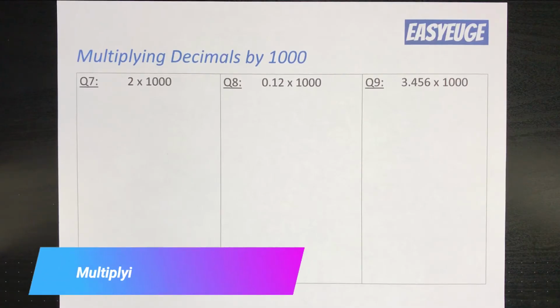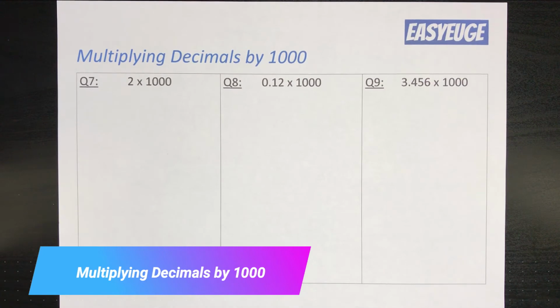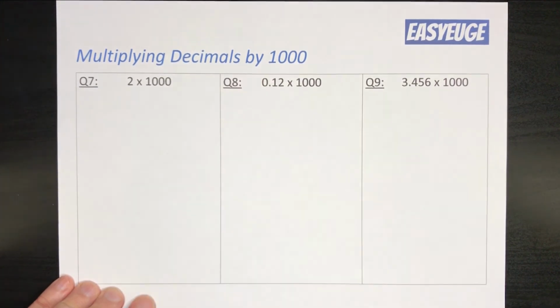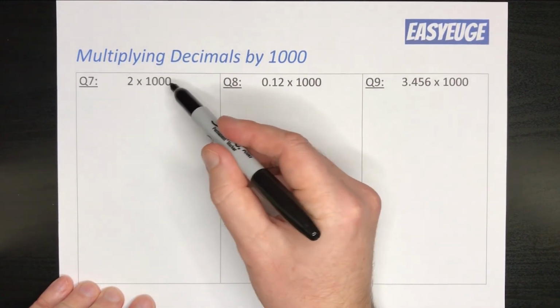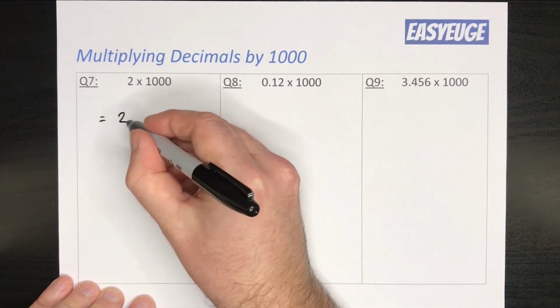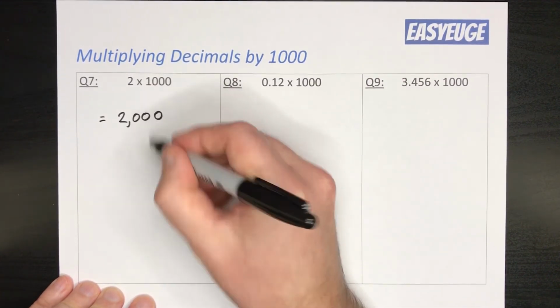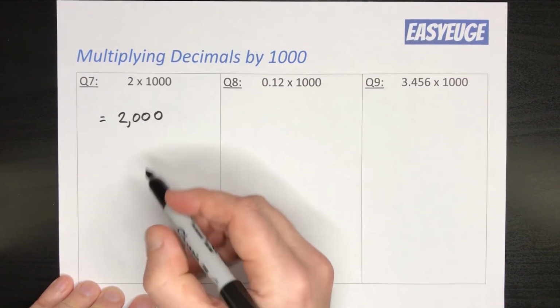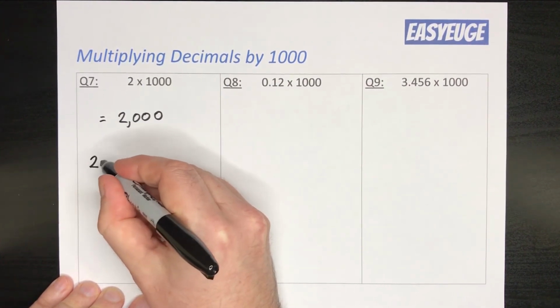Finally, let's look at multiplying any decimal number by 1000. So let's start off nice and easy with 2 multiplied by 1000. So 2 1000s is very simply 2000. So we know the answer is 2000 before we even start. So let's write down 2 as a decimal. So 2 is the same as 2.0.